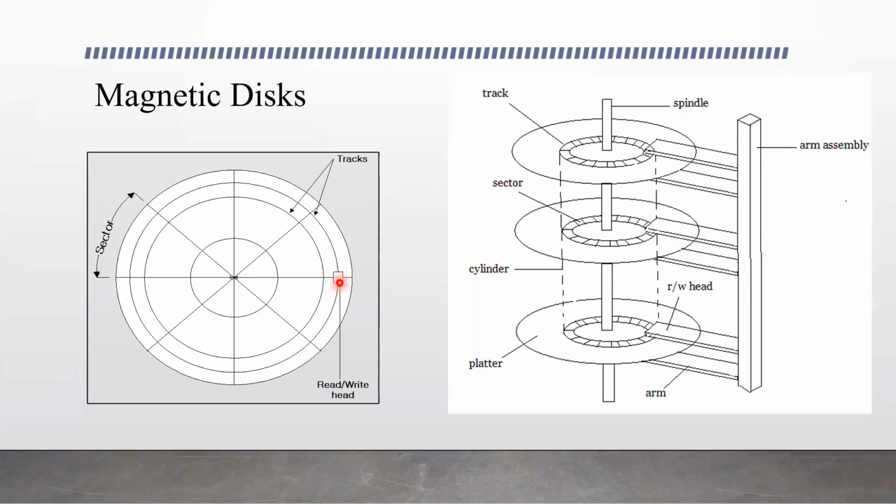Because the disk keeps rotating, when the location comes under the read write head, it reads or writes the character in the location. This is about magnetic disks.